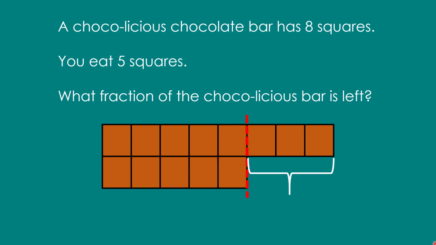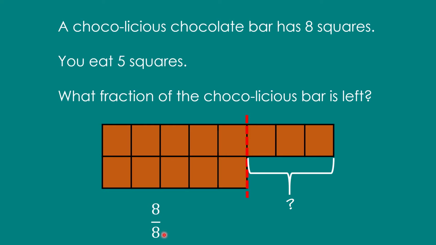Now this is a fraction question. 3, or 3 squares. Is that the answer? No. What fraction of the original whole Chocolicious bar is left? So let's put some fractions into this. What subtraction number sentence goes with this? Our whole is 8 eighths because we had 8 squares and there were 8 squares in total. We had 8 out of 8 equal parts. So 8 eighths, that's our whole.